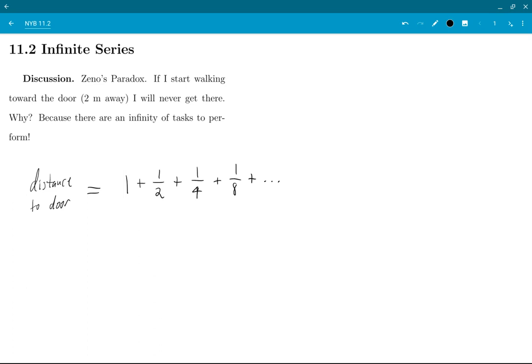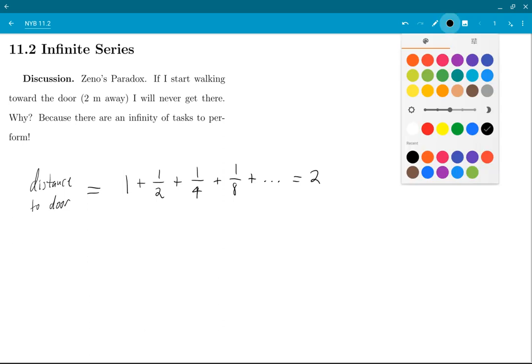So I have an infinity of things to do. No human being can ever do that. So I'm never going to be able to leave this room, which is unfortunate. So of course, we can get around this difficulty, because we're going to know that this is going to add up to, well, 2, hopefully. But anyways, this is all just to introduce what is a series.